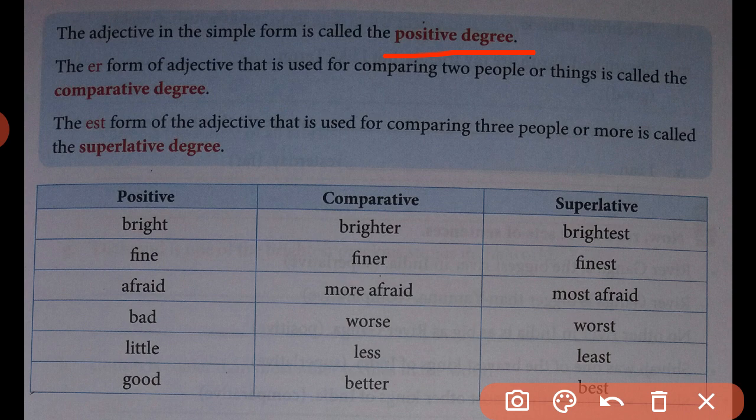Is it clear? If I say he is a good boy, that means here this comparison is made with the other boy who is there. He is compared with the other boy, but both of them are equally good. So here we say this is a positive degree.